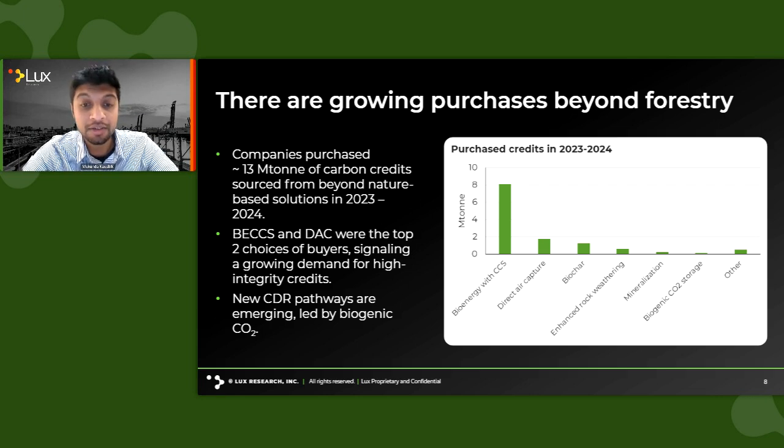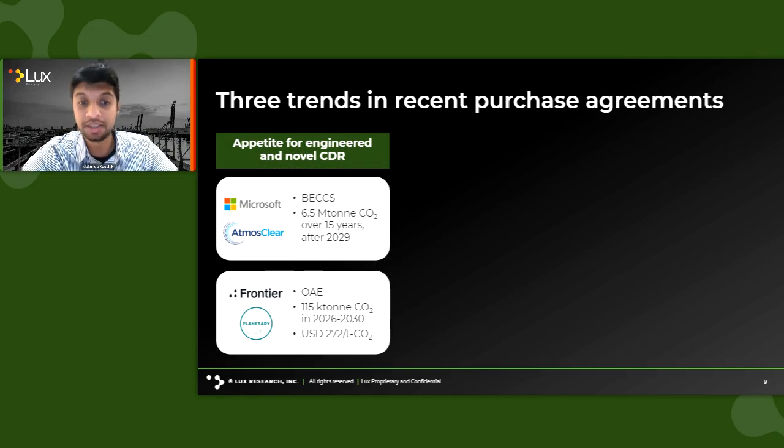And if we look at transactions in the last year, there are three key themes that stand out in terms of what companies are looking for. First is that there is an appetite for engineered CDR and novel CDR pathways, even if these pathways are pretty exploratory. So we see Microsoft buying 6.5 megatons from a smaller BECCS company called Atmosclear. And you also see Frontier purchasing credits from Planetary's Ocean Alkalinity Enhancement project. And in both cases, the quantity is worth noting, right? We're not looking at a few hundred tons or a very small scale project. You're looking at hundreds of kilotons or even megaton scale purchase agreements.